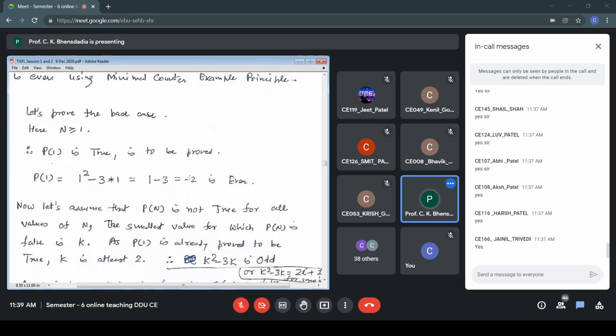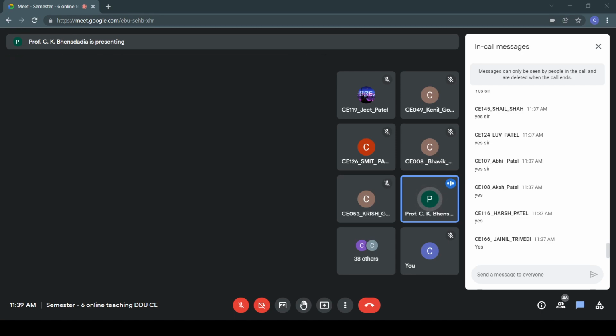That is the hypothesis part, the assumption that the statement is not true for every value. Now let's assume that Pn is not true for all values of n. The smallest value for which Pn is false is k. We have already proved the base case. The statement is required to be proved for n greater than or equal to 1, and we always prove the base case. So for the base case, the statement is true. If it is false for some value, it cannot be this base value because we have already proved it. So k has to be at least 2, as P1 is already proved to be true.